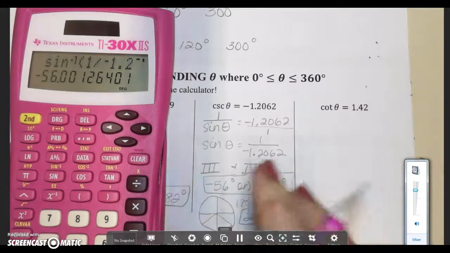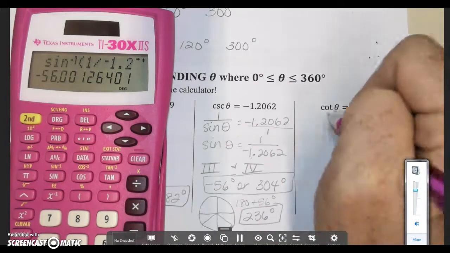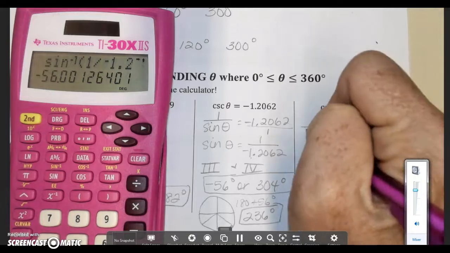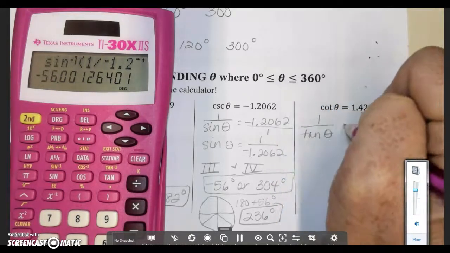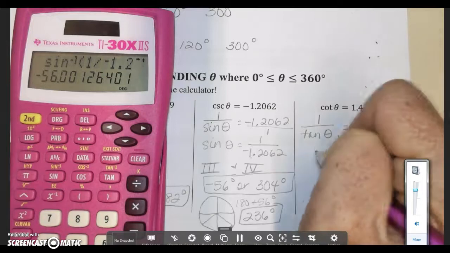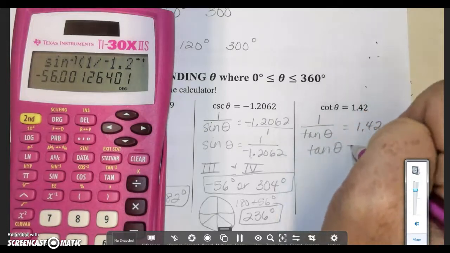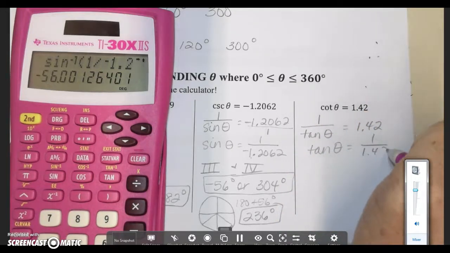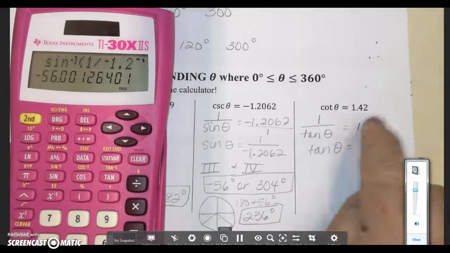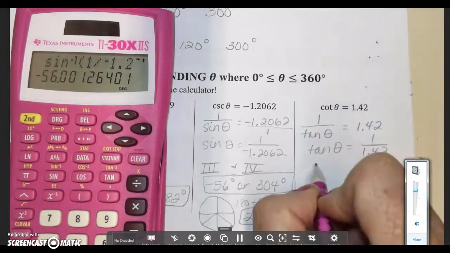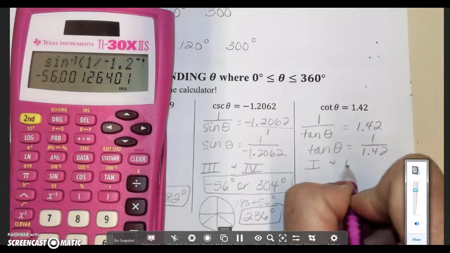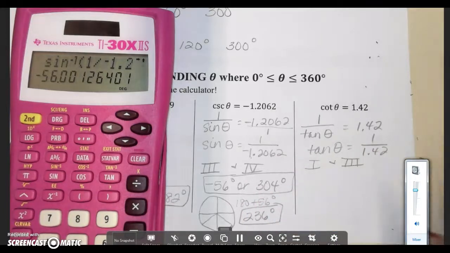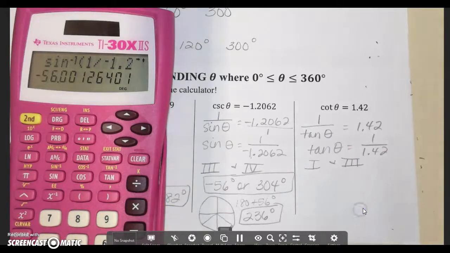Okay. So again, we don't have a cotangent button, but we know that cotangent is the same thing as 1 over tangent of theta. So I'm going to flip both of those over. I'll get 1 over 1.42. If my tangent is positive, I know that has to occur in quadrants 1 and 3, because that's where both my sine and my cosine are negative. So when I divide those, I will get a positive.